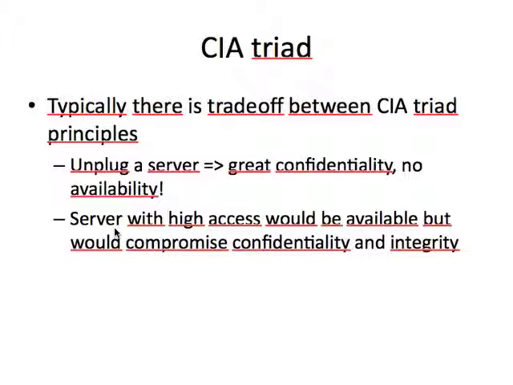And the last thing to realize is that when we talk about the CIA triad, there's usually a trade-off between the different components of the triad. For example, if you block the network connection to your server, you basically guarantee great confidentiality because nobody can access the service or the data, but you are then making it unavailable. So you'll have great confidentiality but no availability. On the other hand, if you have a server with open access, so that anybody can access all the data, it would be greatly available, but you would compromise confidentiality or integrity, or both.